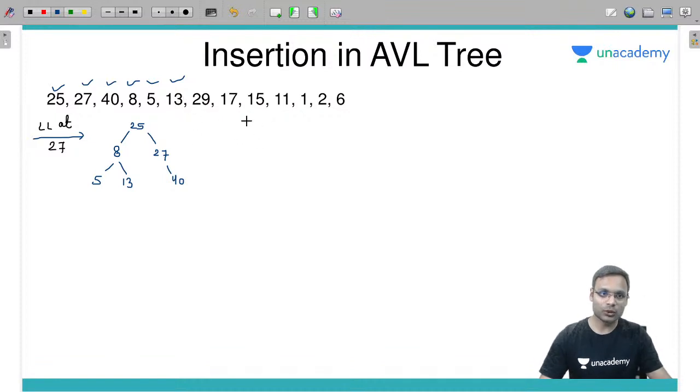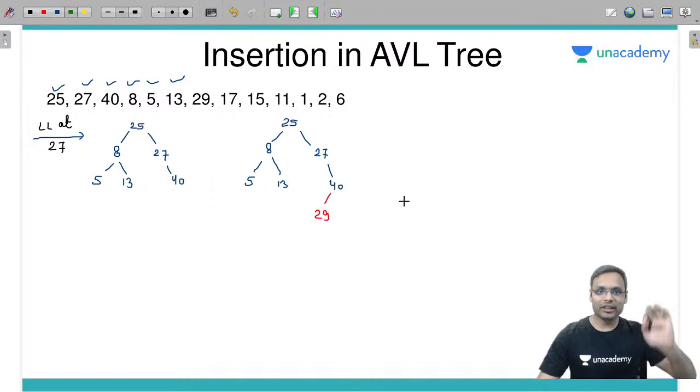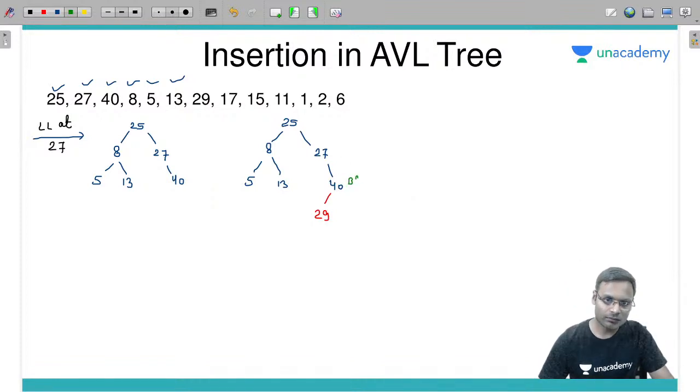Fine. So when you insert 29: 25, 8, 5, 13, you wouldn't have gone this much left and right even in your childhood march past as you are doing here. 29 is greater than 27 and lesser than 40. So here should be 29. After insertion, check 29's parent 40. What is the balance factor at 40? Balance factor here will be 1 minus 0. What is the balance factor here? 0 minus 2, minus 2.